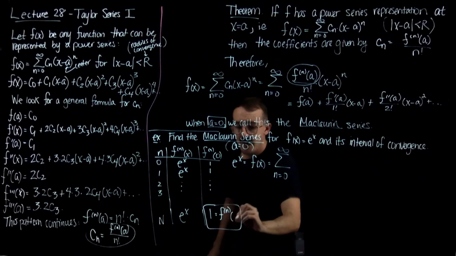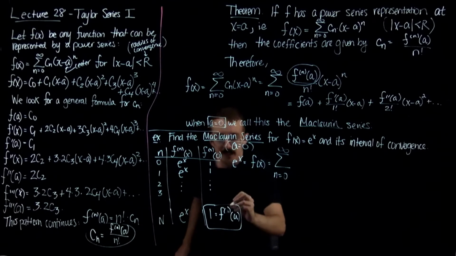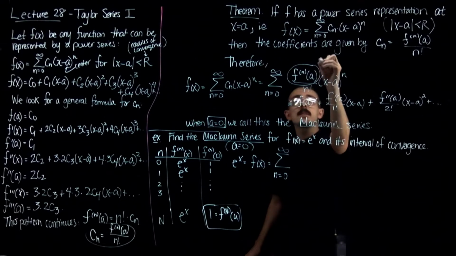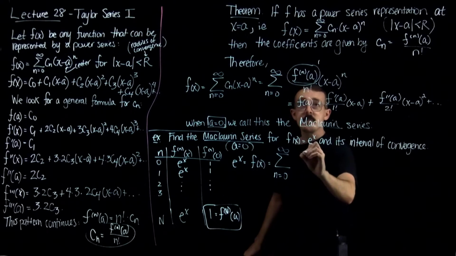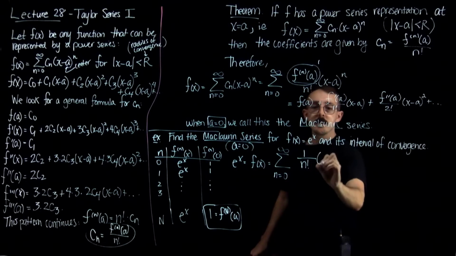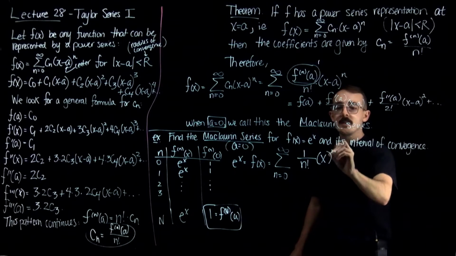So we have f^n at a is 1. And maybe I should make this a capital N, because that's the N I'm plugging in. So in general, it's this. So this portion is just going to be 1. Following the formula, you divide by n factorial, and you multiply by x. My a is 0, so I don't need to plug that in to the n.